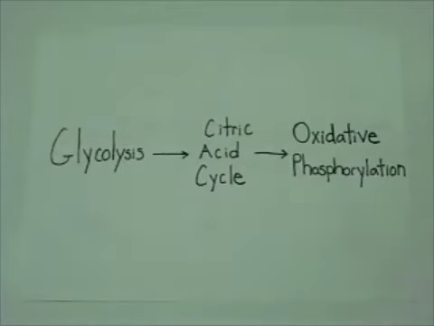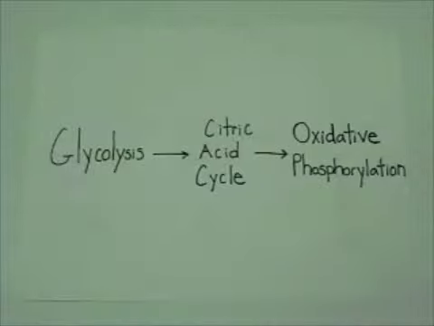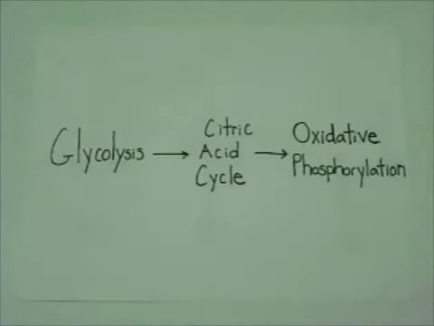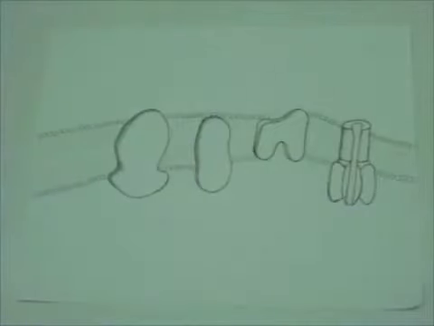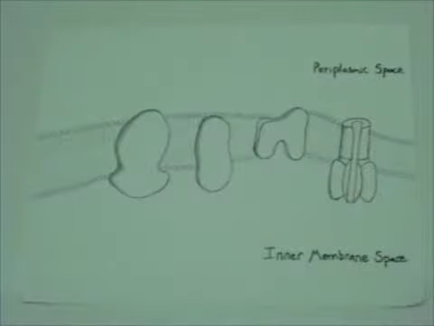Cells go through a series of respiratory steps. Oxidative phosphorylation is the final step in cellular respiration, following glycolysis and the citric acid cycle. Oxidative phosphorylation occurs here in the inner cell membrane between the periplasmic space and the intermembrane space. Oxidative phosphorylation uses a series of oxidation and reduction reactions.